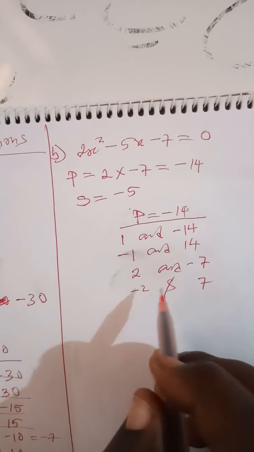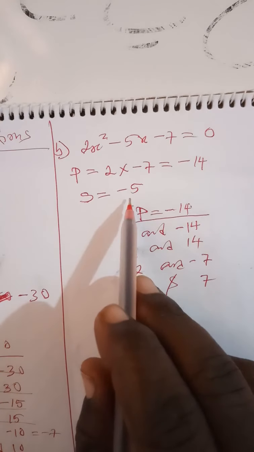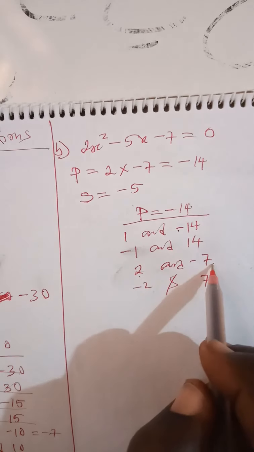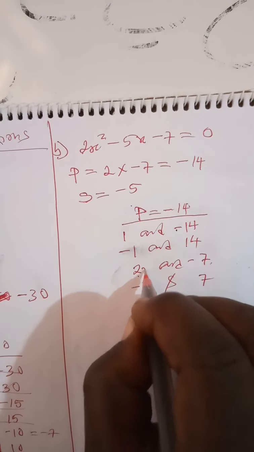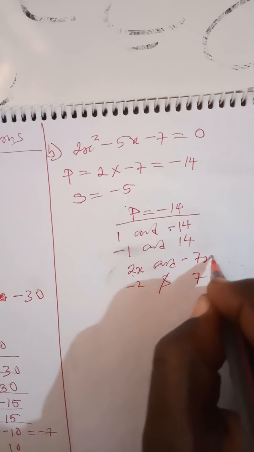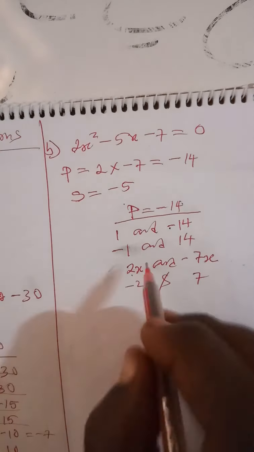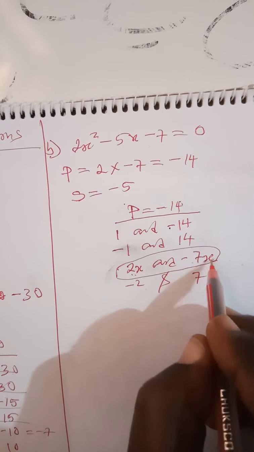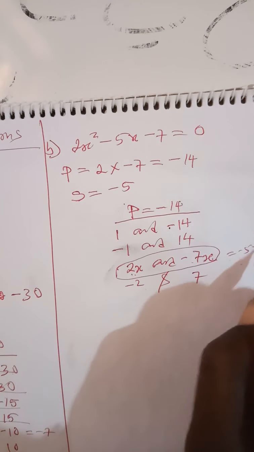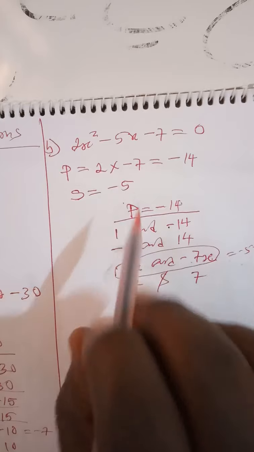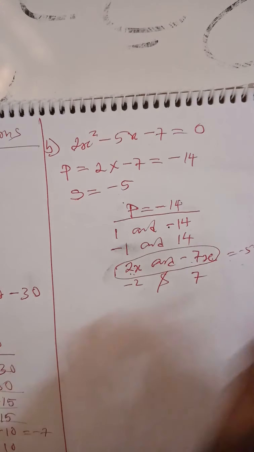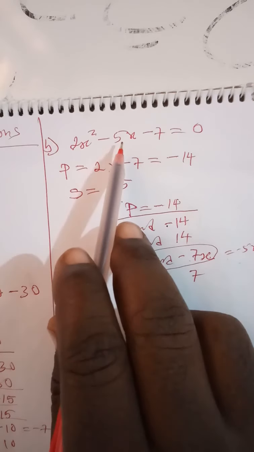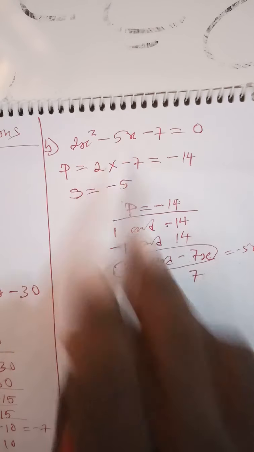So I can now combine them and see which one will produce minus 5. This will certainly not produce minus 5. This will not. This will produce minus 5. So I take this. So I put an x here because the quadratic equation is in x. So this is the correct one. 2x minus 7x will produce minus 5x as required here. Can you see? So that's it. The next thing is to replace this with this.